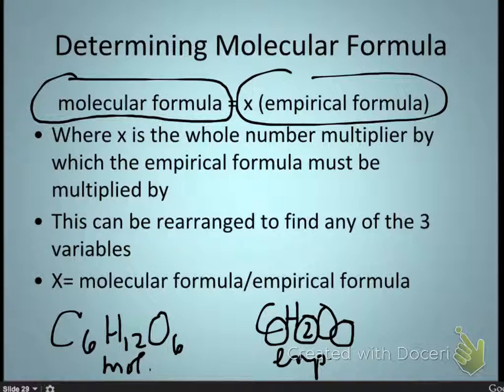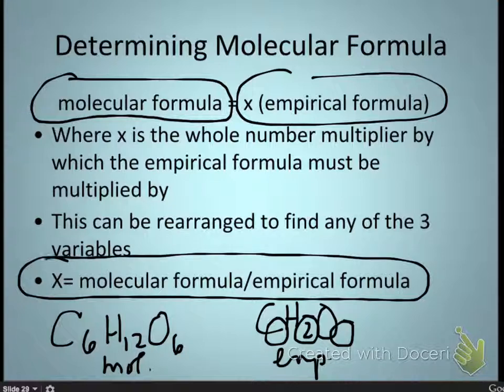Well, what that gives us is something that we can actually rearrange to solve for different things. So we can solve for the multiplier. We can solve for the empirical, we can solve for the molecular formula most commonly. But there's a problem. So what we have to do is translate that into mass. Let's look at one more slide, and then we're going to do some examples.